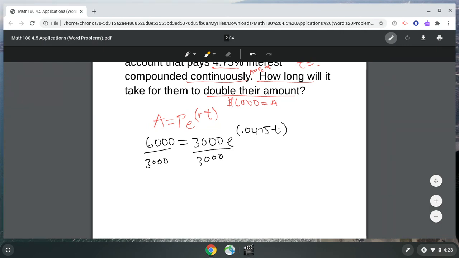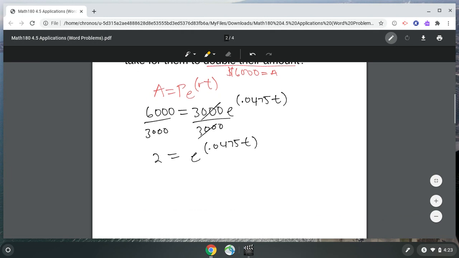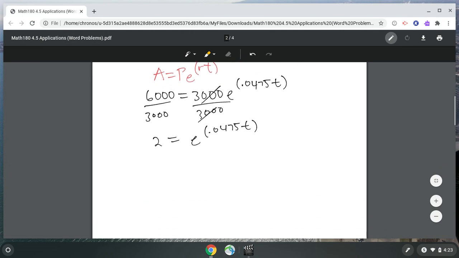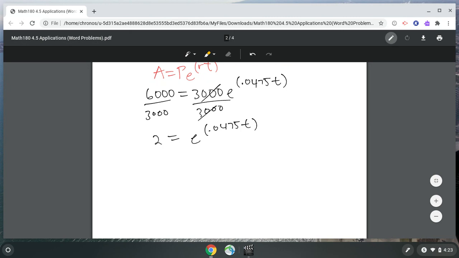There is a formula somewhere in the book, I think, but who wants to memorize another formula? So over here we get 2 equals e to the 0.0475t. Now I have my exponential by itself, so I'm going to take the log of both sides.